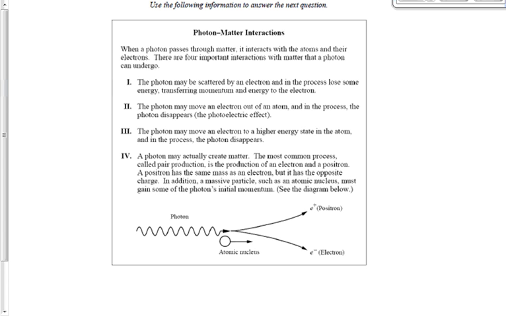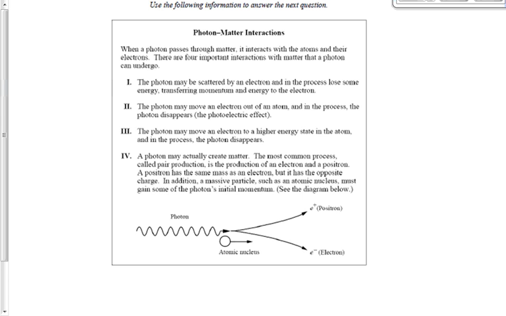Interaction number 2: the photon may move an electron out of an atom, and in the process the photon disappears. So the photon, again, you're visualizing this little particle of light, gets absorbed, and all of a sudden, the photon's gone. The electron has left the atom, and it had to get energy from somewhere. Well, it got energy from the photon, right? But now the photon's gone because the electron took all of the energy away.